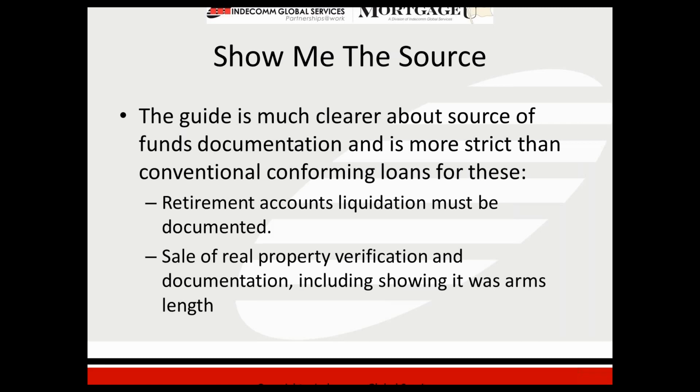You have to show that it was an arm's length transaction and the borrower is entitled to the net sale proceeds. One other thing over on page 8 of your job aid is, what if the borrower sells personal property like artwork? If that's the case, you must obtain satisfactory estimate of the value of the item, a copy of the bill of sale, and evidence of receipt along with deposit of the proceeds.